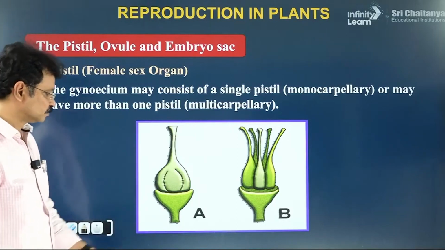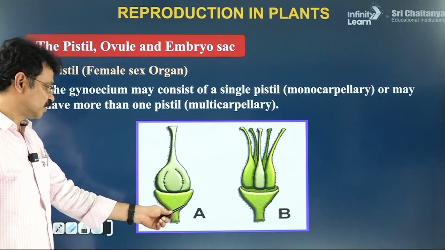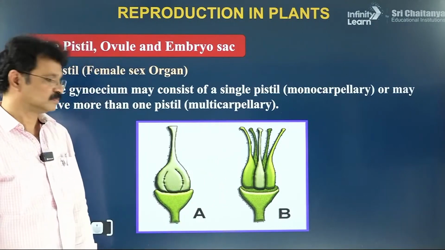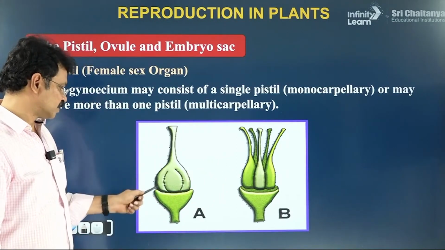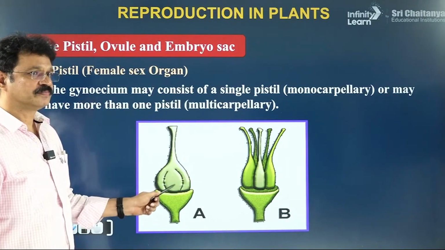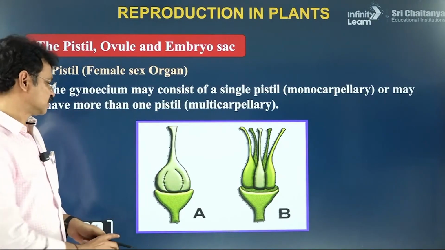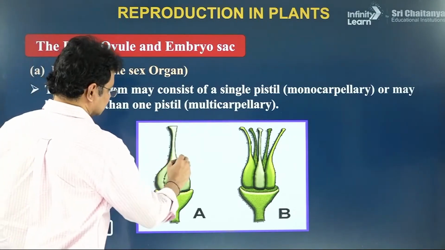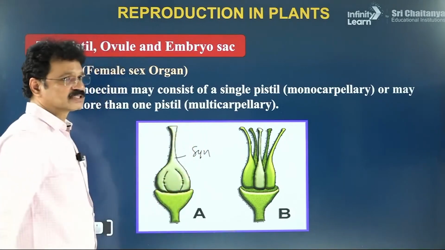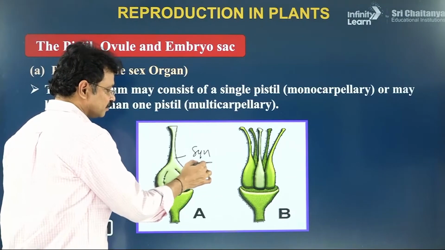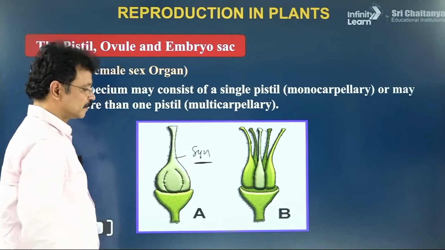Observe here. What is the difference between the A gynoecium and the B gynoecium in 2 different flowers? In A, the number of carpels is many, but all are united to form a single structure. That's why it is syncarpous. Syn means fusion, the English word, while syn is the technical or scientific name.